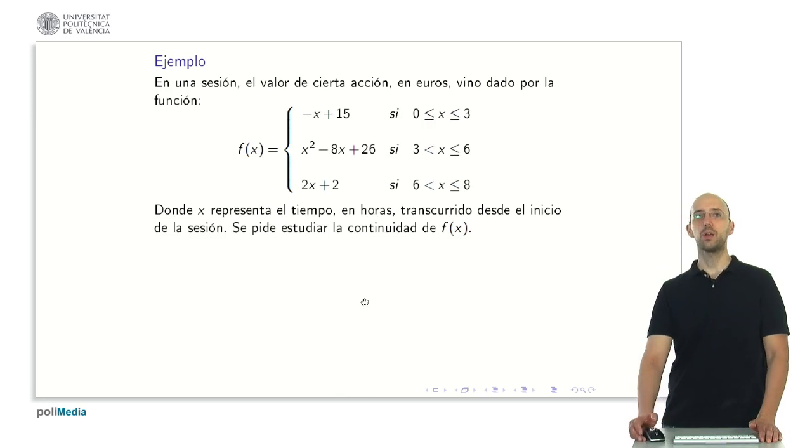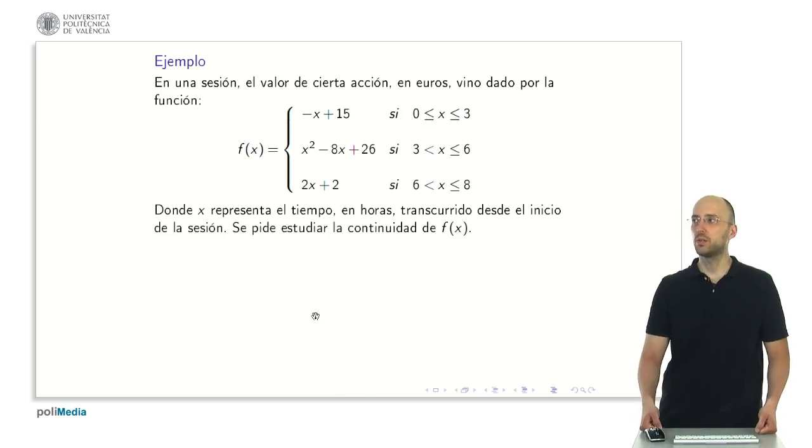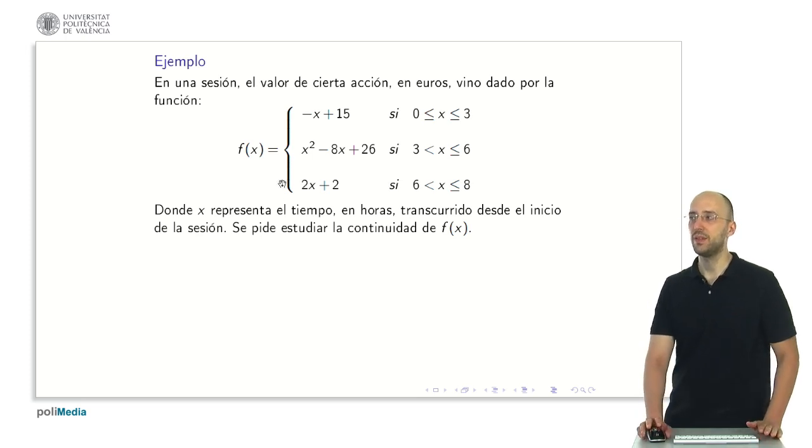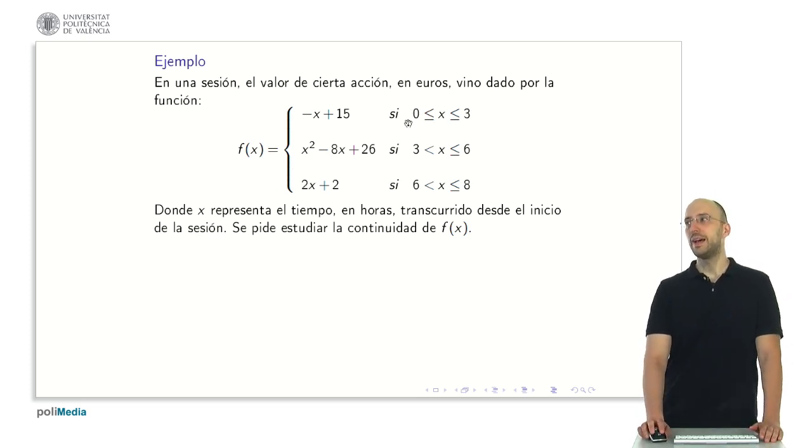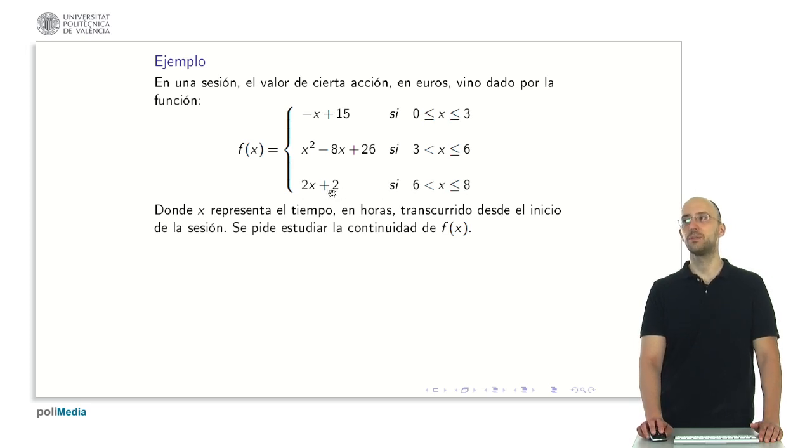Let's take a look at one of those examples you all like so much, which are piecewise defined functions. We have a function that is defined in 3 pieces. In reality, the domain of the function goes from 0 to 8, as you can see. The smallest value is 0 and the largest value is 8. From 0 to 3, the function is equal to minus x plus 15. Between 3 and 6, the function is x squared minus 8x plus 26. And between 6 and 8, the function is 2x plus 2.